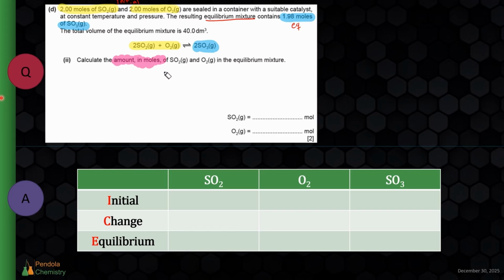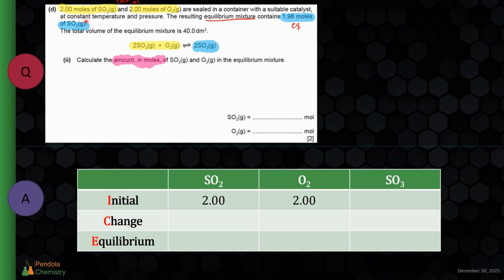What's important is that if we're going to use them with the equilibrium expression we talked about earlier, the equilibrium expression specifically needs concentration, but the ICE table doesn't. We can do an ICE table with moles. So let's start putting things where they belong. We know that the 2 moles of SO2 and the 2 moles of O2 are initial amounts. So we can put the 2.00 moles of SO2 in our ICE table as initial, and the 2.00 moles of O2 as the initial moles for oxygen. And then we have the 1.98 moles of SO3.